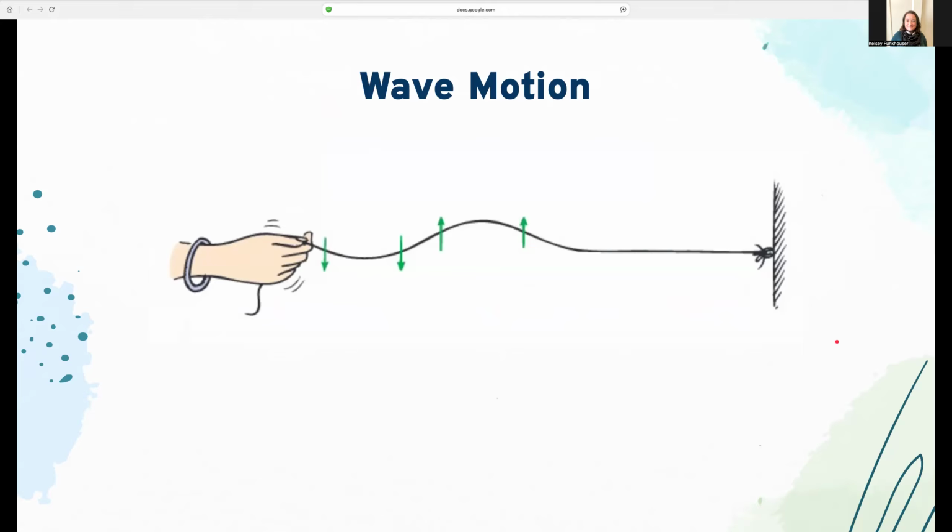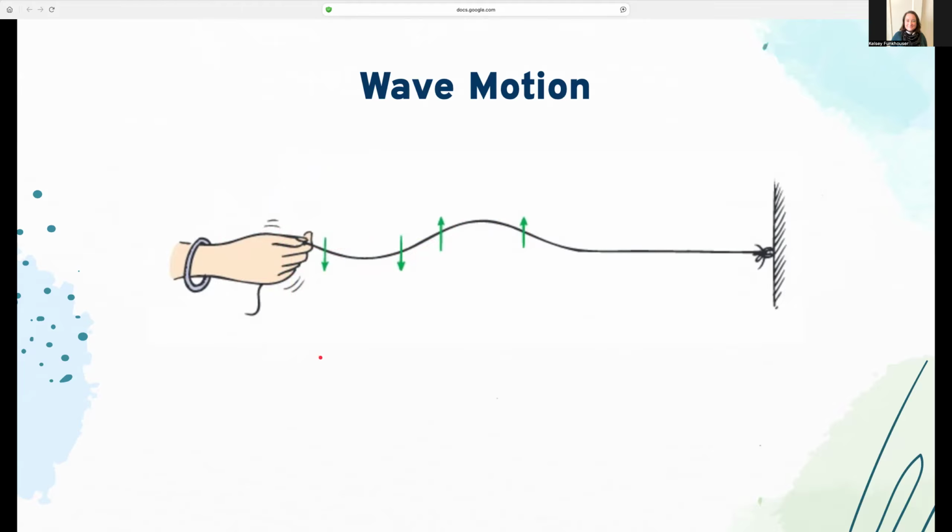Another example of waves outside of water, like I said, they work in lots of different materials. So you can send a wave through a rope or a string. We have an example here where one end is attached to a wall. And then this person is shaking the rope up and down. You can tell from the arrows that first they pulled it up and then they pulled it down.